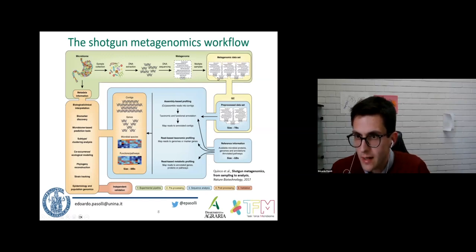Usually we are acquiring different samples, hundreds or now several thousand samples. We get our metagenomic dataset that can be very large in terms of size, also several terabytes of data. Then we have the pre-processing phase in yellow. Usually here we perform two main steps. We filter low quality reads.